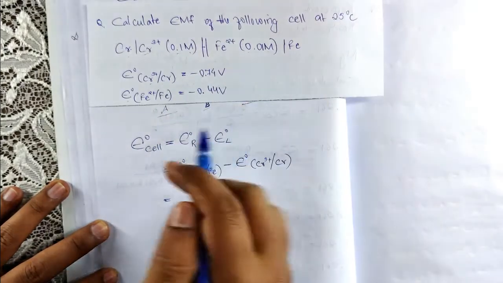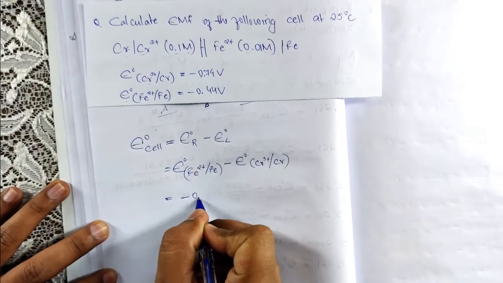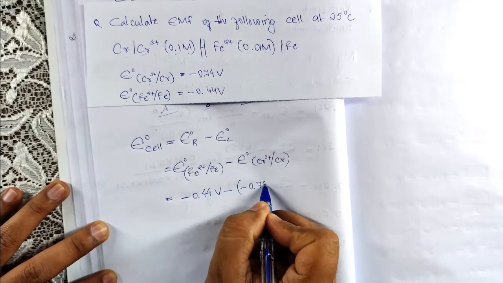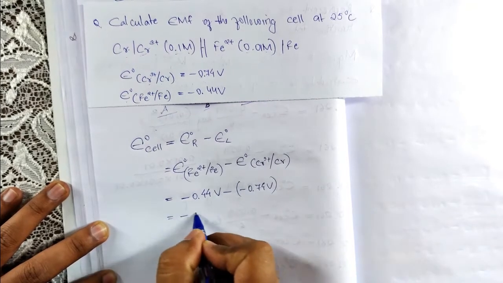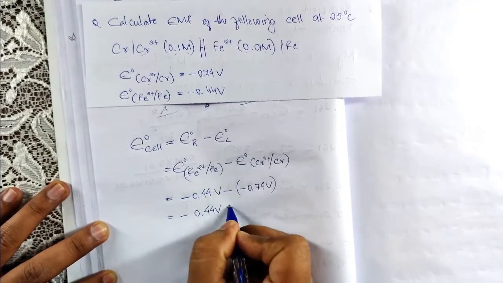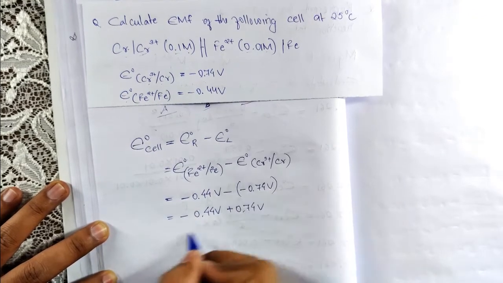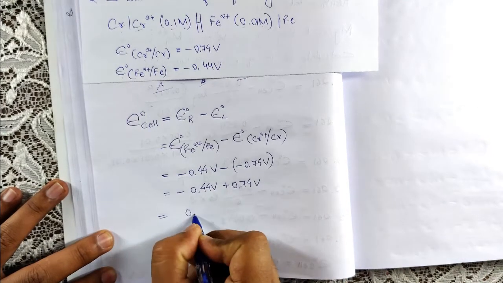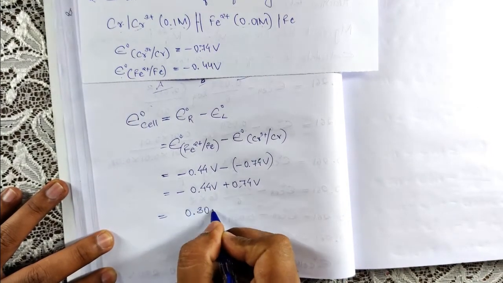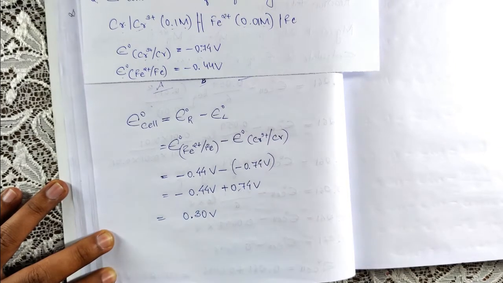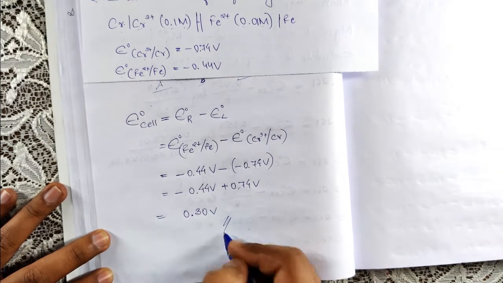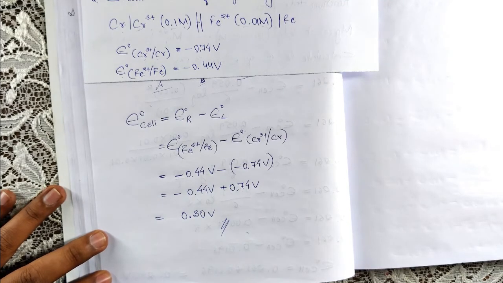So the value of Fe2 plus is minus 0.44 volt minus minus 0.74 volt. So minus 0.44 volt plus 0.74 volt. So you shall have 0.30 volt. So this will be your answer. So E naught cell equals 0.30 volt.